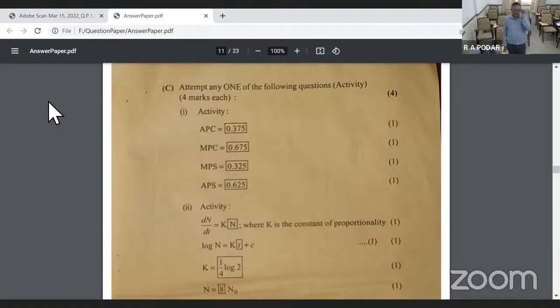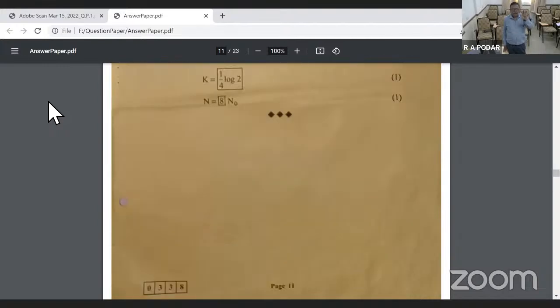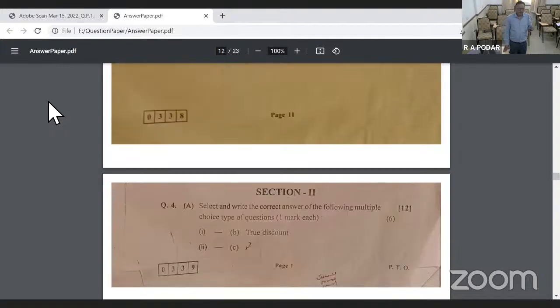APC is 0.375, MPC is 0.675, MPS is 0.325, APS is 0.625. So you know the formula, you have to apply the formula and get this. If you get one quantity and subtract it, you will get the other quantity. You know this: APC plus APS is equal to 1, and MPC plus MPS is equal to 1. That formula you have to apply and get the marks. So these are the boxes, and for each box you get 1 mark.